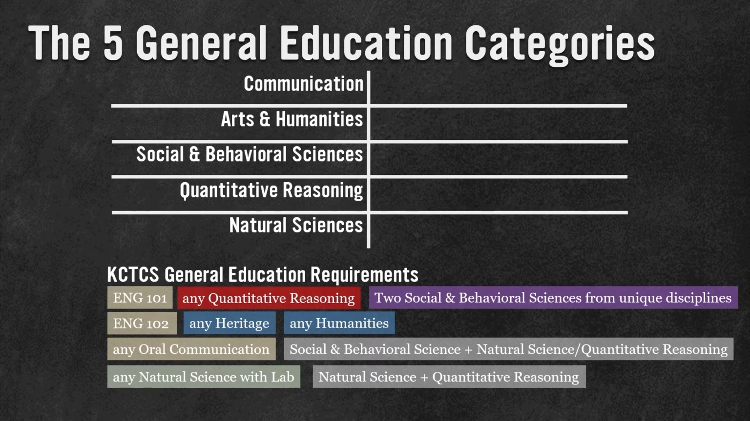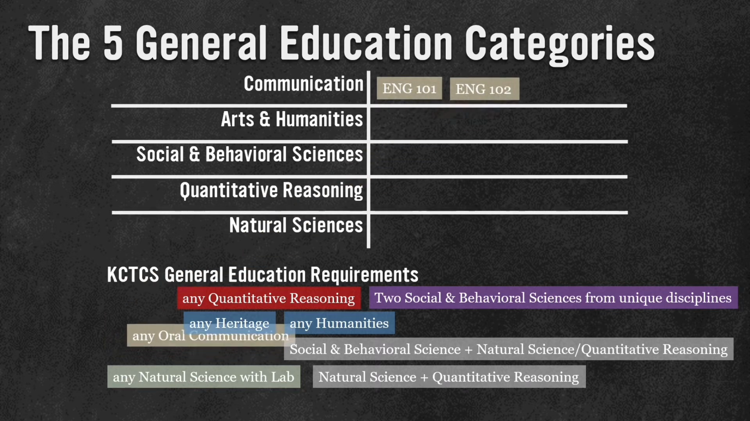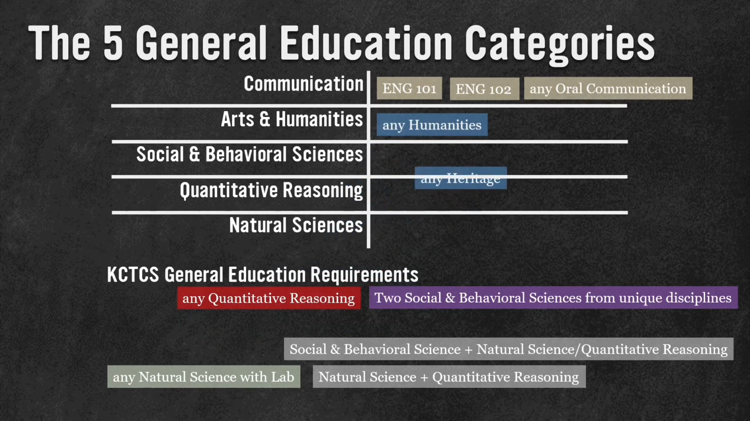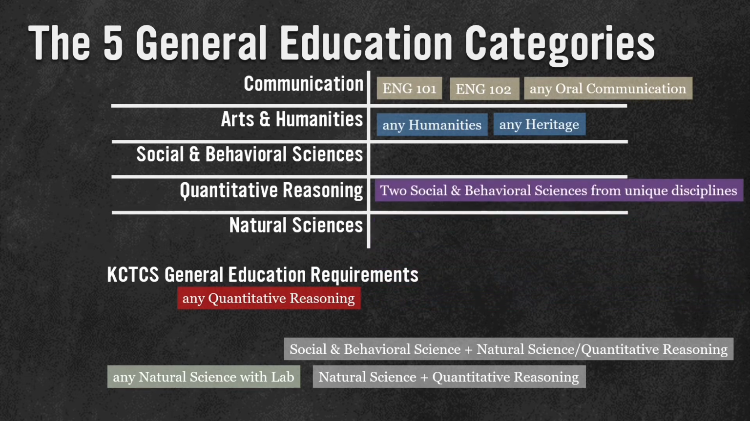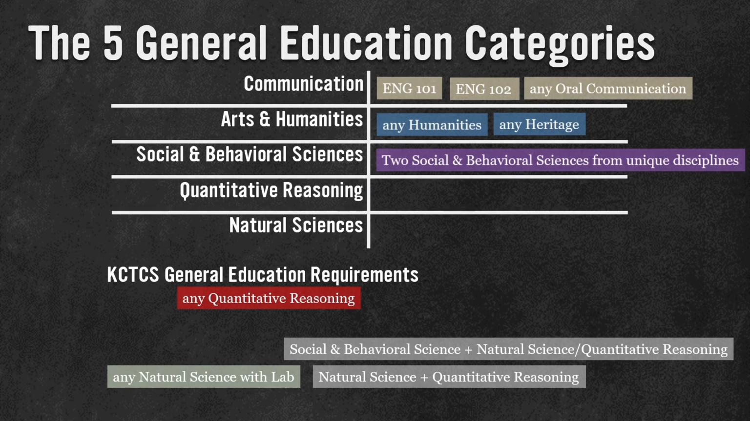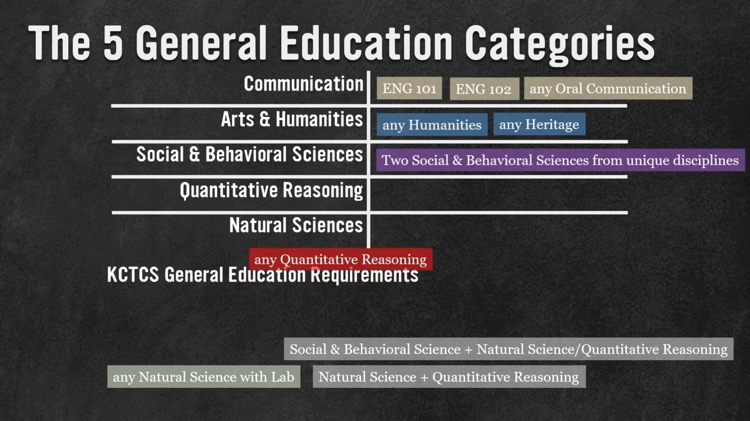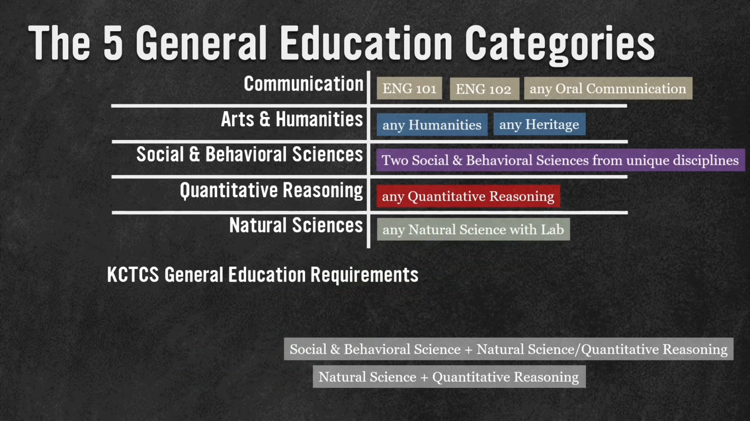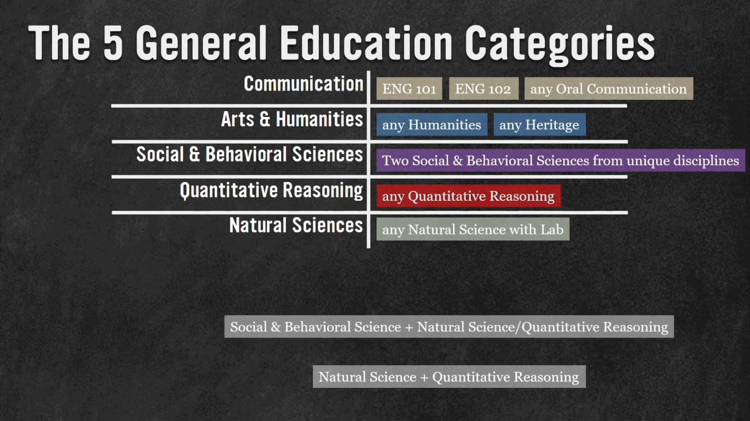In communication, English 101, English 102, and any oral communication course. In arts and humanities, any humanities, and any heritage course. In social and behavioral sciences, 2 social and behavioral sciences from unique disciplines. In quantitative reasoning, any quantitative reasoning course. In natural sciences, any natural science with lab. You will notice that 2 requirements remain. We'll talk more about those later.